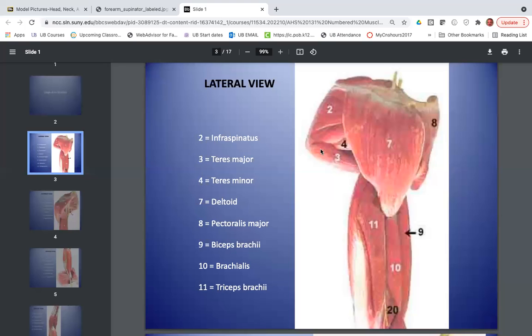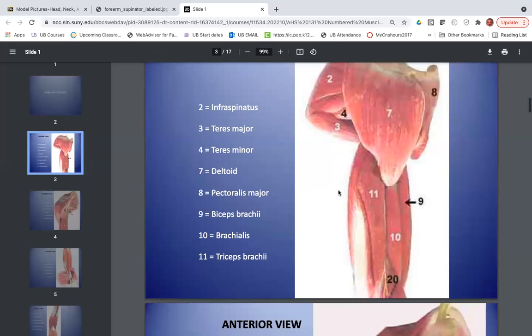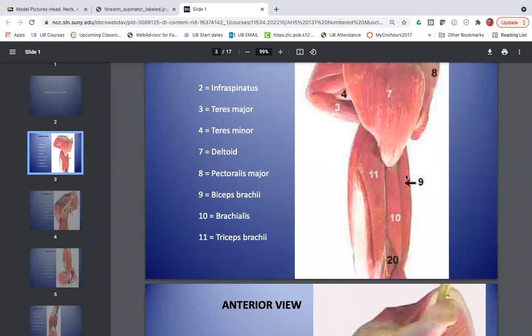Here is the teres major, not a rotator cuff muscle. Shoulder abduction, shoulder external rotation, teres major, shoulder internal rotation. Number 9, that's the biceps brachii. This is the triceps brachii. This is the lateral head. And then, it looks like it's sandwiched between, number 10 is the brachialis.